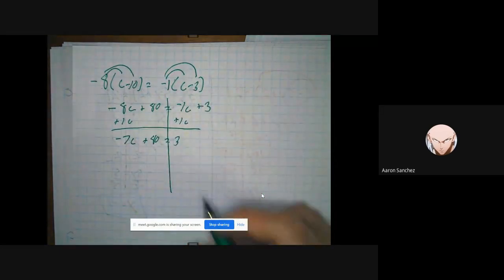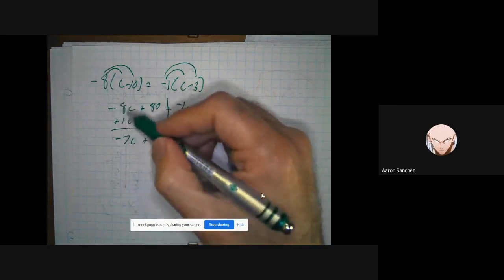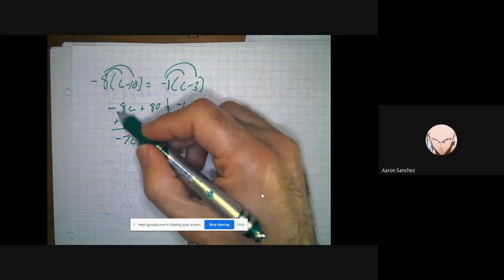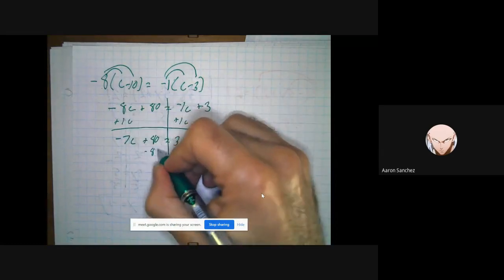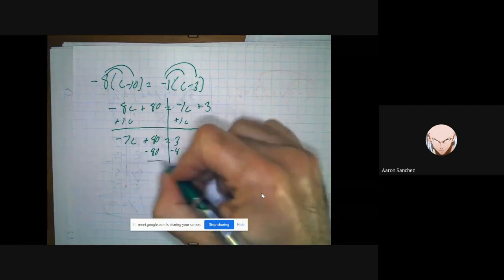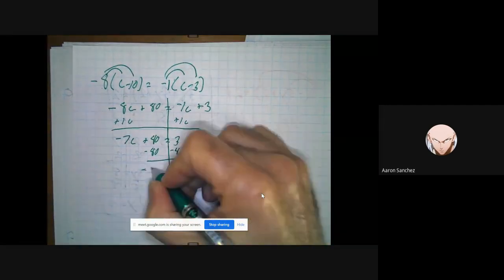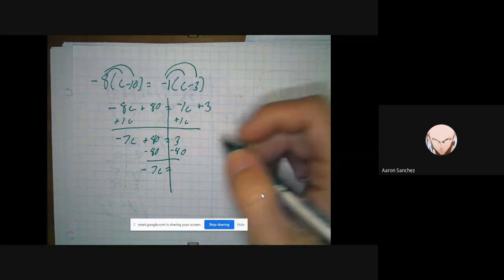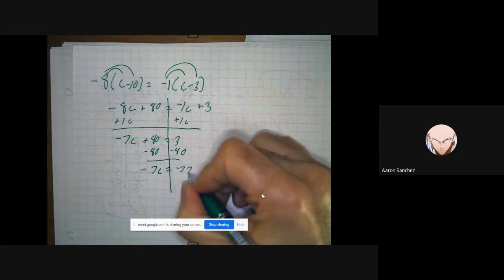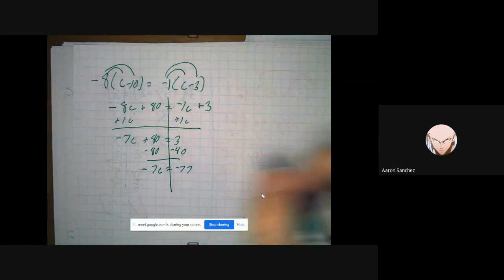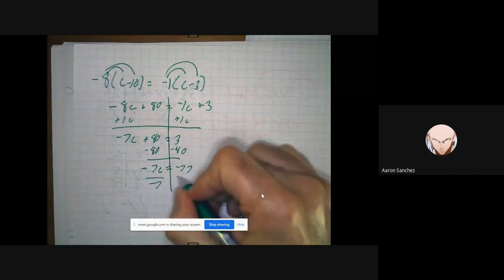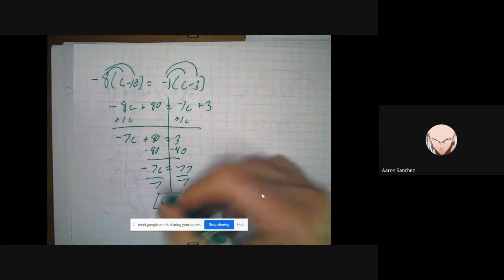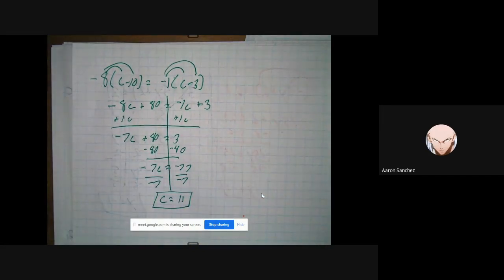Okay, so I just added, right? They're different signs, so I subtract. Different signs, even though this is addition, different signs, so I subtract. 8 minus 1 is 7, and I have more negatives. Then I take away 80 on both sides, negative 7C equals negative 77. So different signs, I subtract. 80 minus 3 is 77. I have more negatives, negative 77. And then again, since I'm dividing, both are negative, my answer is going to be positive. And that's all you got to do.